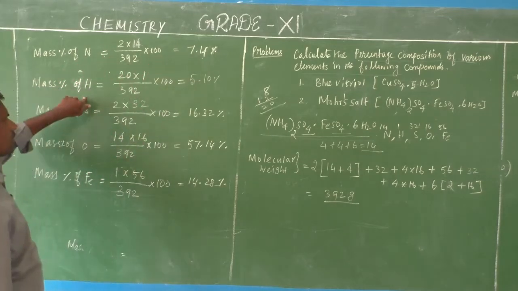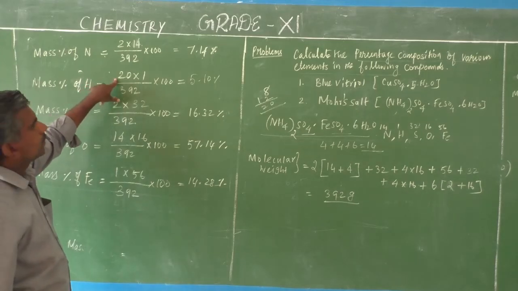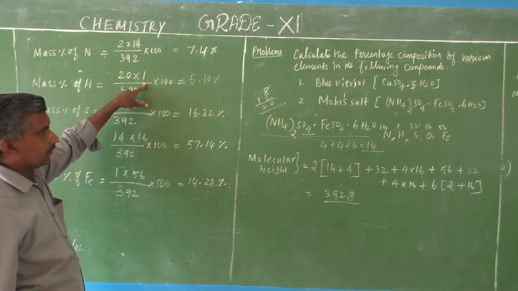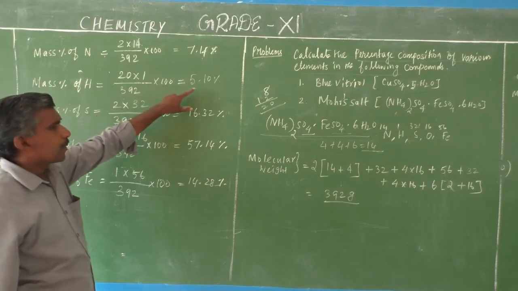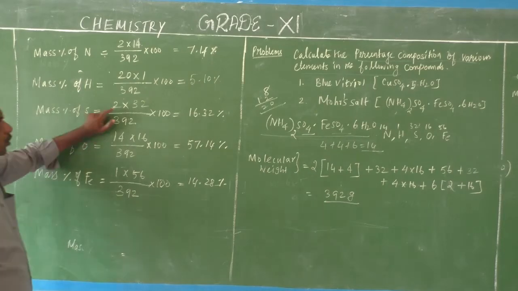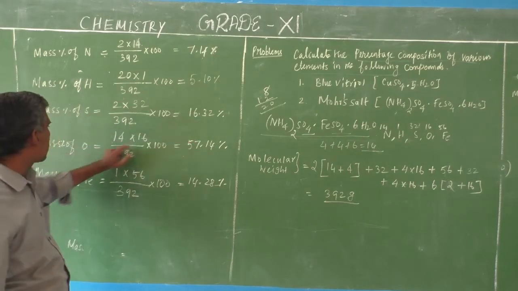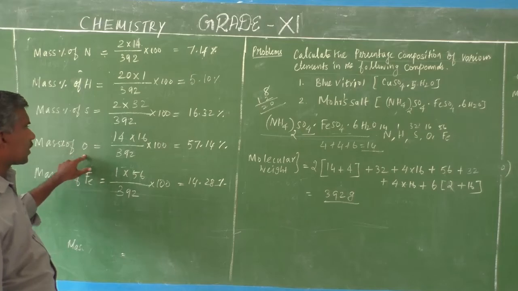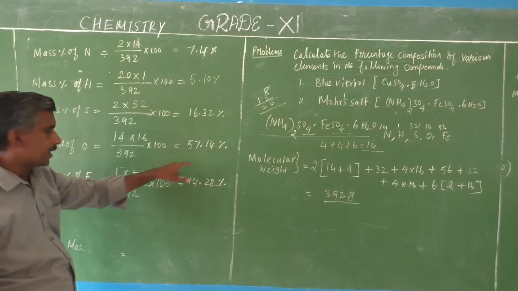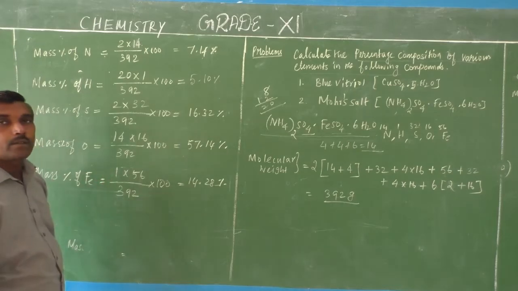Mass percentage of hydrogen: 20 hydrogen atoms are present, and hydrogen's mass is 1, so 5.1 percent. Mass percentage of sulfur: 2 sulfur atoms are present, so 16.32 percent. Mass percentage of oxygen: 14 oxygen atoms are present, so 57.1 percent. Mass percentage of iron: only 1 iron is present, so 14.28 percent.